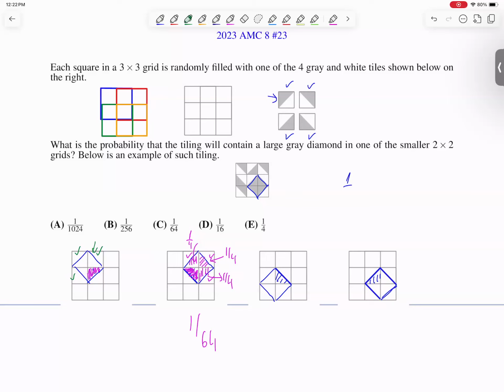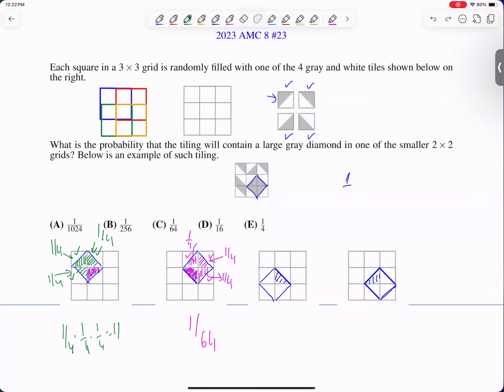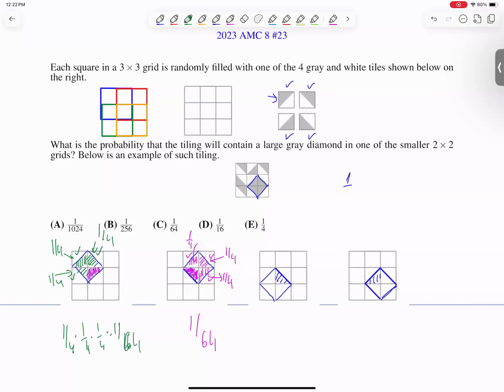Let's say this is the first cell, we have to shade it in this orientation, a 1/4 chance. For the second cell, we have to shade it in this orientation, also a 1/4 chance. And the third cell needs to be shaded in this orientation, also a 1/4 chance. So the probability is 1/4 times 1/4 times 1/4, which is 1 out of 64 in each case of center cell shading. So the answer is option C.